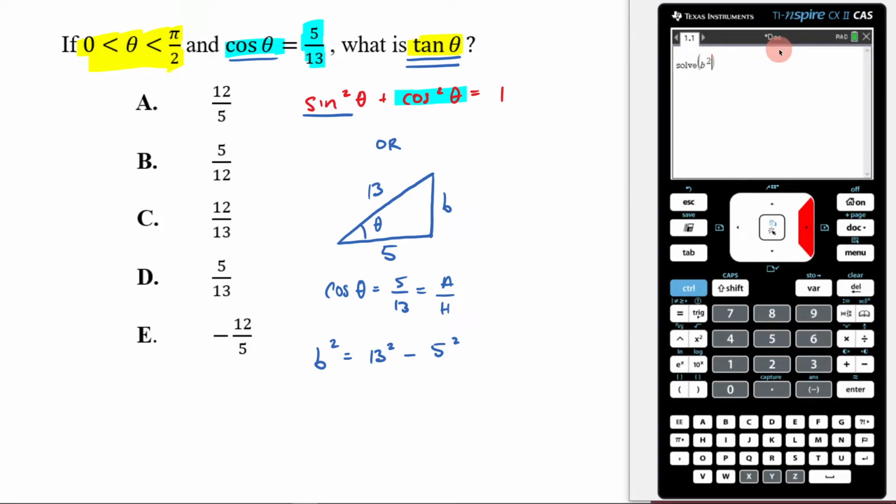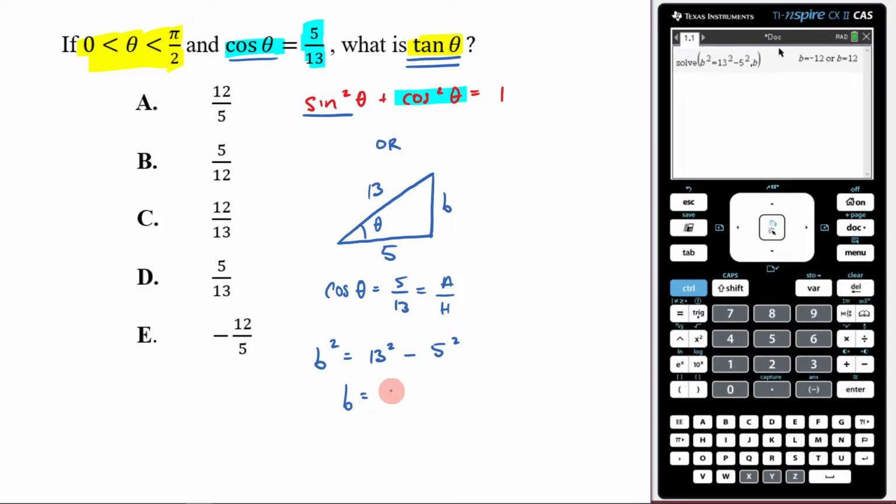B squared equals 13 squared minus 5 squared over b. That means b is going to be equal to plus or minus 12. So that means right here, this is going to be plus or minus 12. Now you have to figure out whether it's going to be plus or minus. So how can we figure out whether or not it's going to be plus or minus? You're going to have to look at your domain.